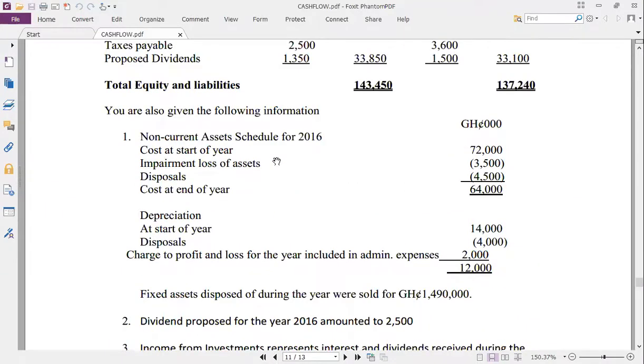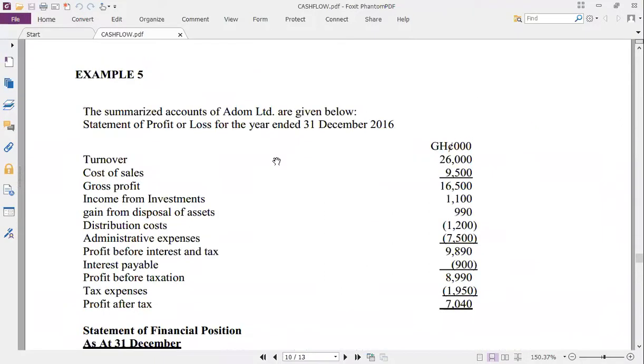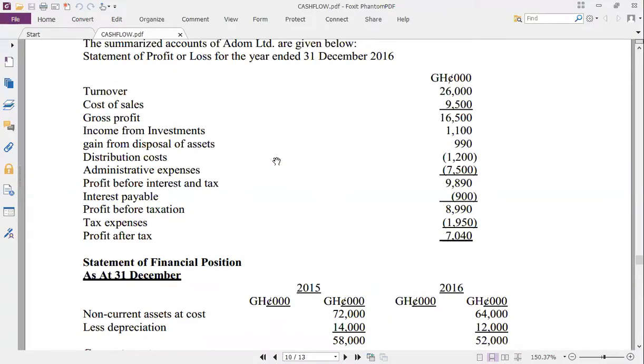So let's go to the profit and loss statement. Income from investment is there, 1,100. Agreed. So this 1,100, we have to include it in the investing activity. You have to reverse it in the operating activity because it is not an operating activity. It's an investment activity. So we send it to investment activity. And then that's the end of the game. Let's continue the note.